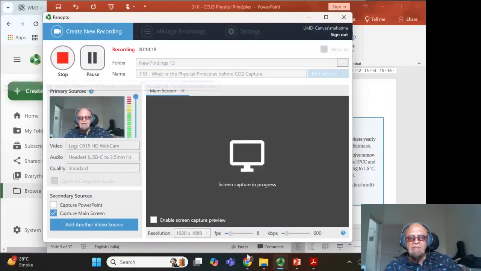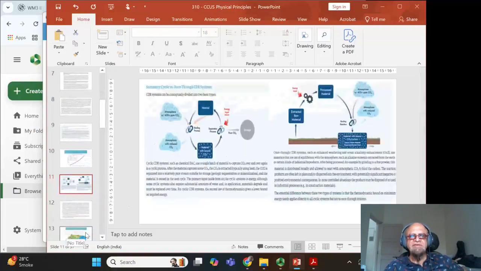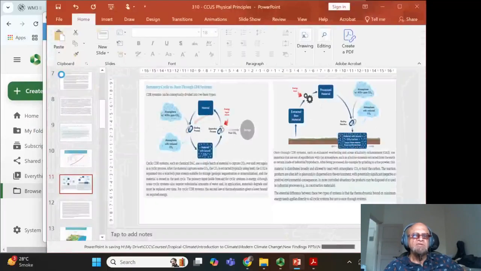So we'll come back and look at anthropogenic CO2 and motivation for CDR, which we already have, but we'll briefly read a few points, and then we start moving to specific approaches of technical and once-through CDR systems, and then some details on the physical principles, limitations, pros and cons and so on.